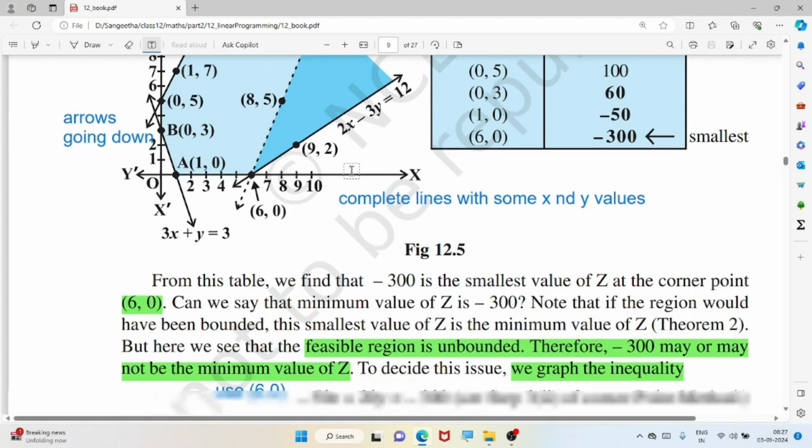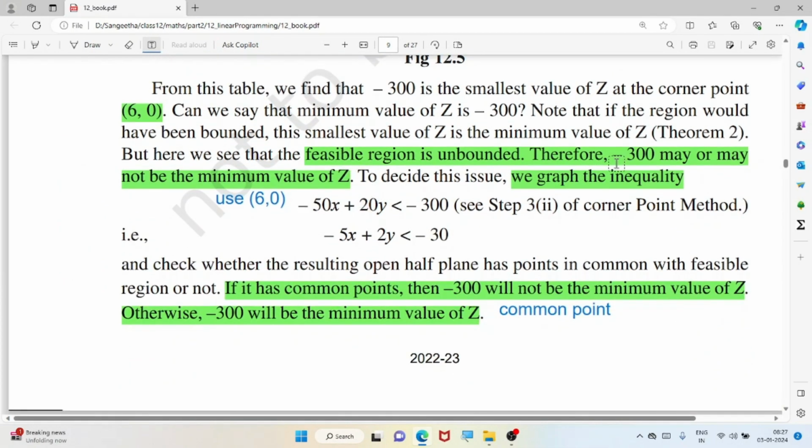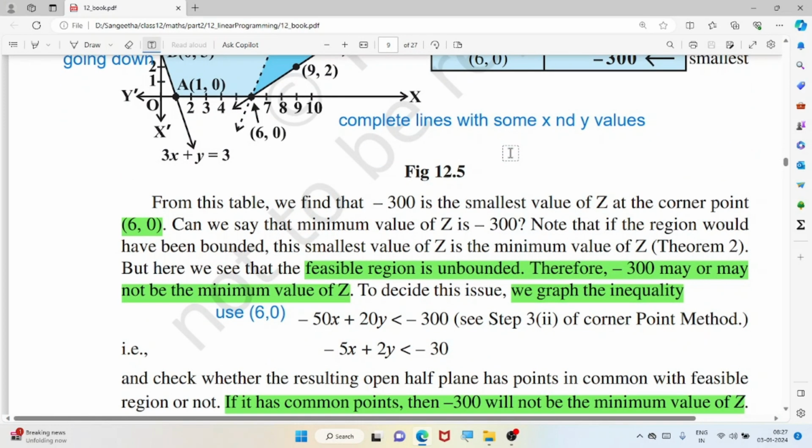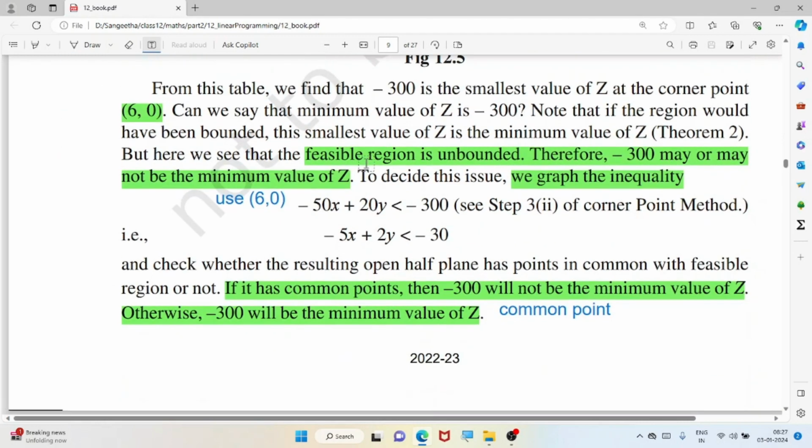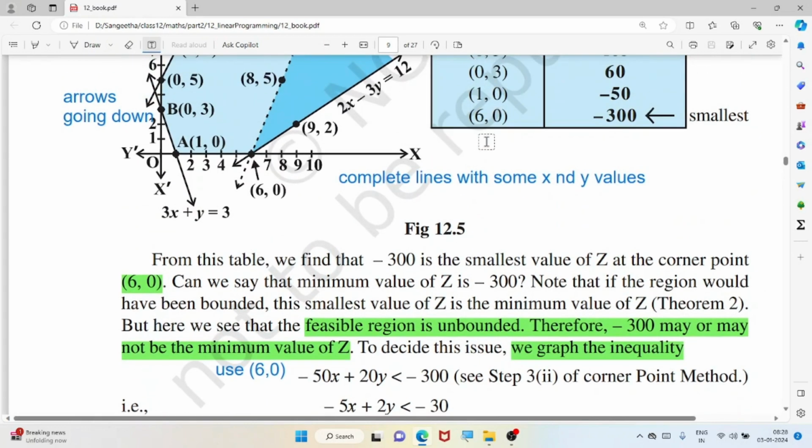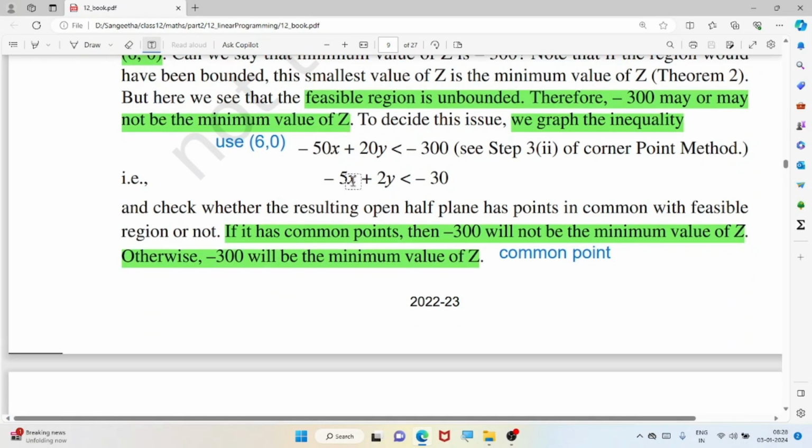Now when you have an unbounded region, minus 300 for this may or may not be the minimum value of z. So we graph the inequality, and they are finding this equation. Using the 60 value for x and y, this 300 will come, minus 300 will come. Divide by 10 on both sides, so you will get this value.